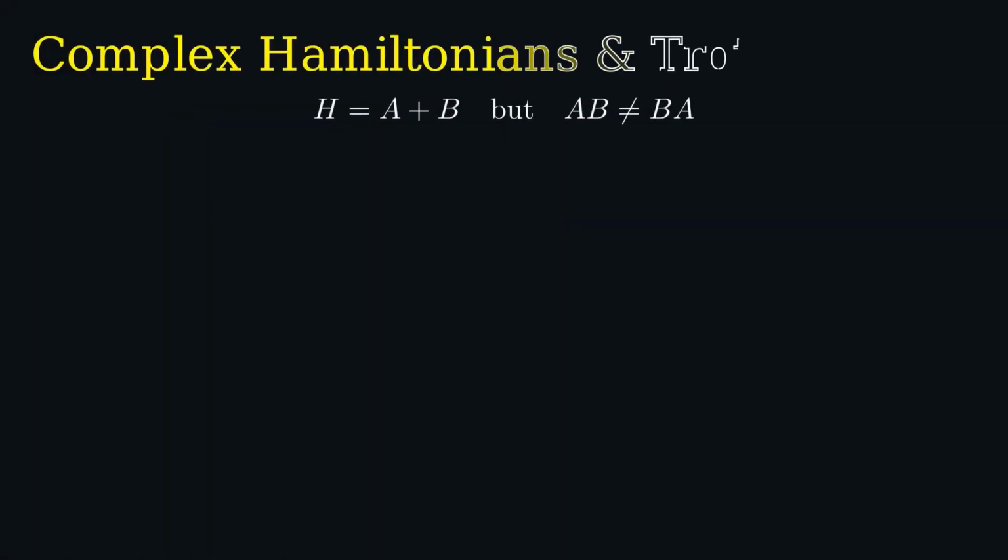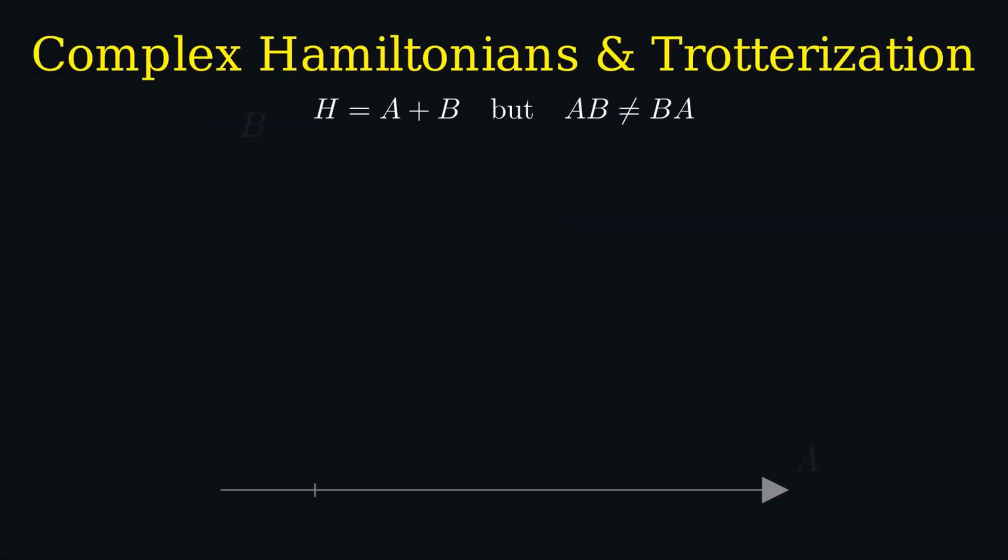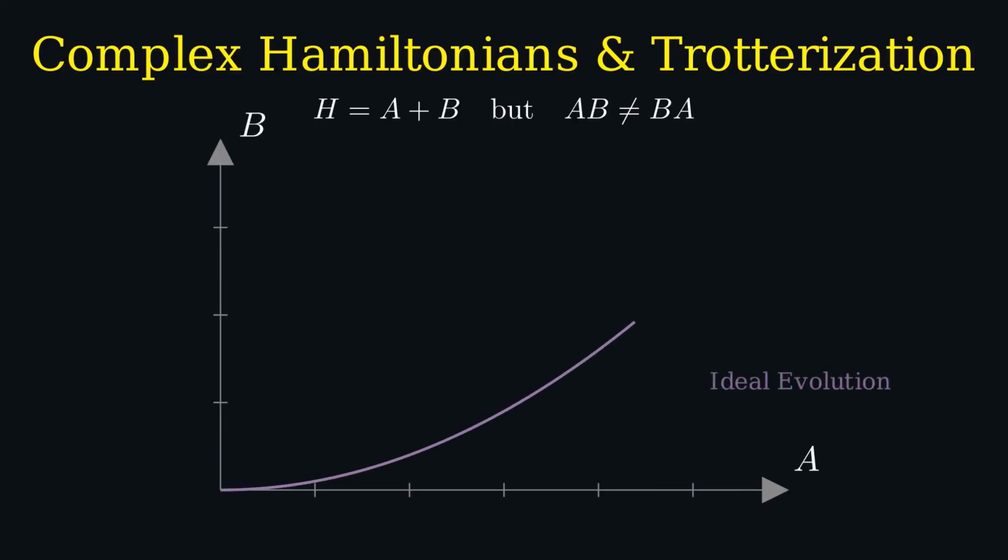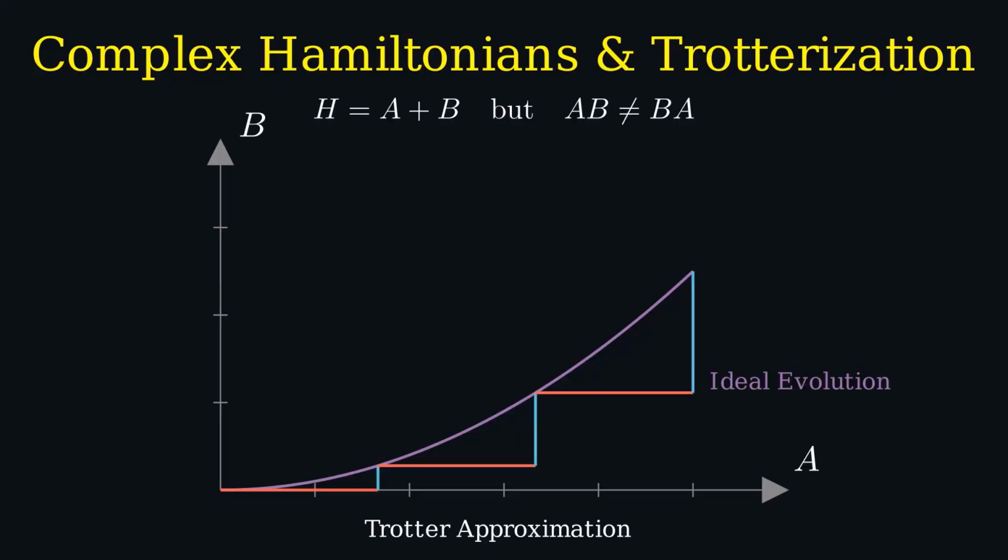The solution is called Trotterization, named after the mathematician Trotter. The idea is elegant. If you can't easily compute the evolution of a complex Hamiltonian, H equals A plus B, all at once, break it into small time steps. For each tiny step, evolve under A, then evolve under B. If your time steps are small enough, this approximation becomes arbitrarily accurate.